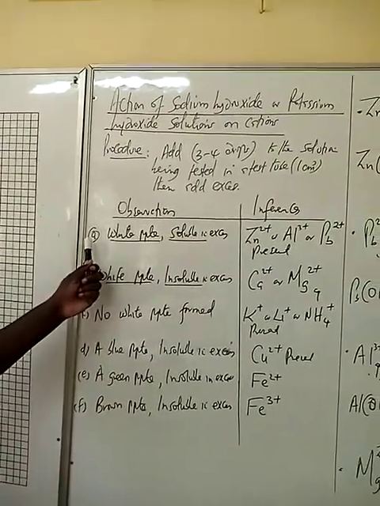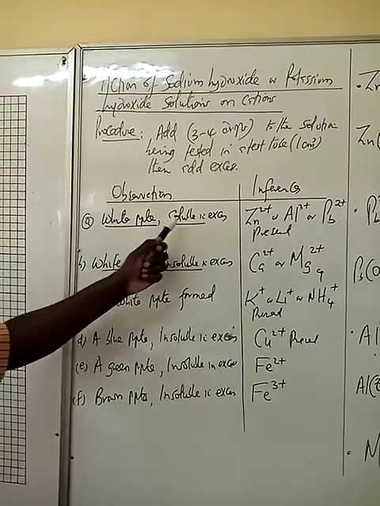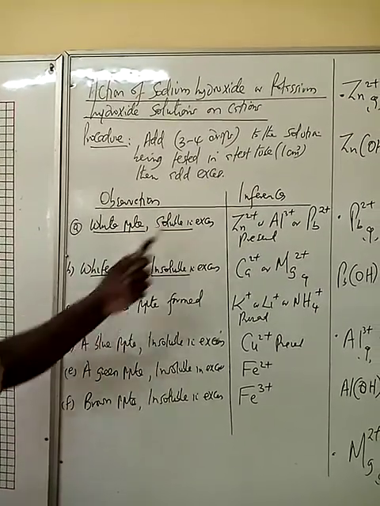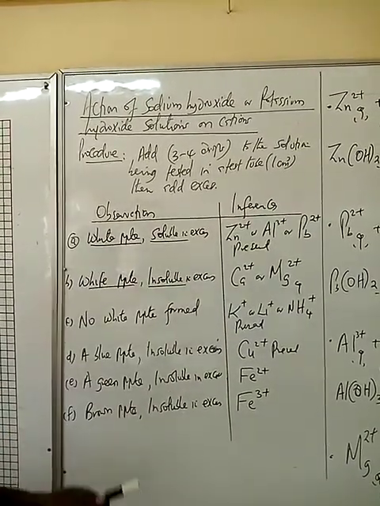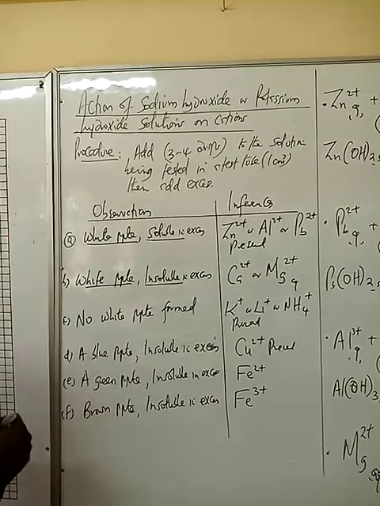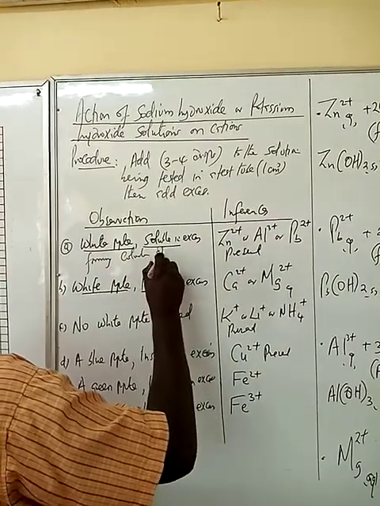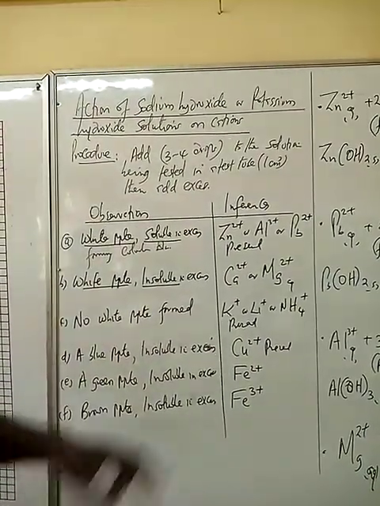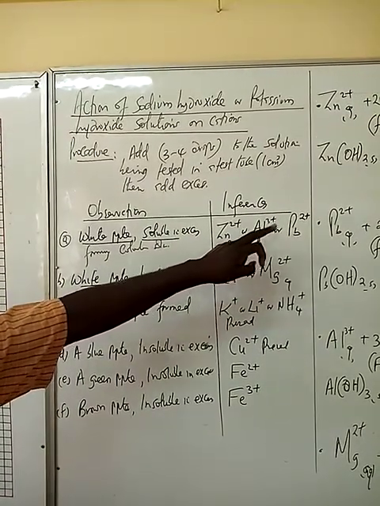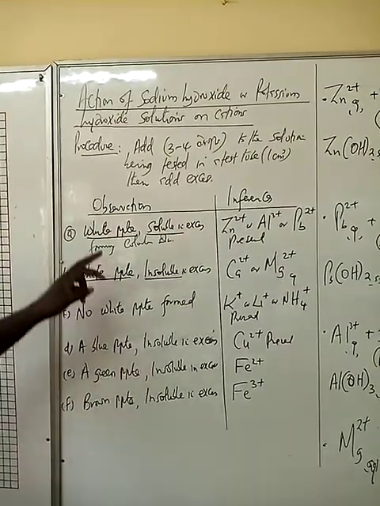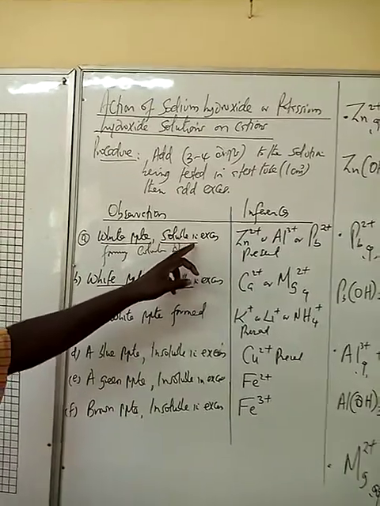The first one, if you get a white precipitate, the precipitate is soluble with excess, forming a colorless solution, then you infer either zinc, aluminum, or lead. Why are they forming white precipitate? And how come that the precipitate is soluble in excess?